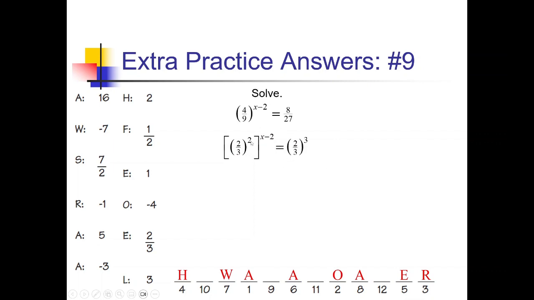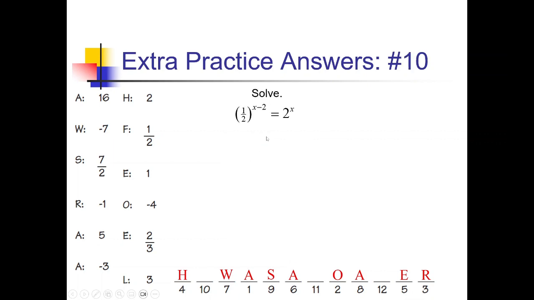Now let me clean up the left side by multiplying those exponents. That's going to be 2/3 to the 2x minus 4 if I distribute that. Now I can cancel out those bases of 2/3 and rewrite this as 2x minus 4 equals 3. And that's actually a lot nicer now that I've got those crazy bases out of there. So if I add 4 to the other side, that's going to be 7. Dividing by 2, we have 7 over 2 for our final answer on this one. That's going to be S going in spot 9.